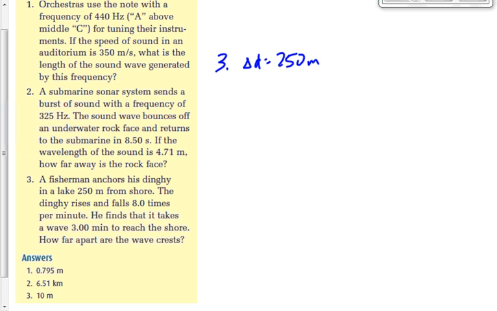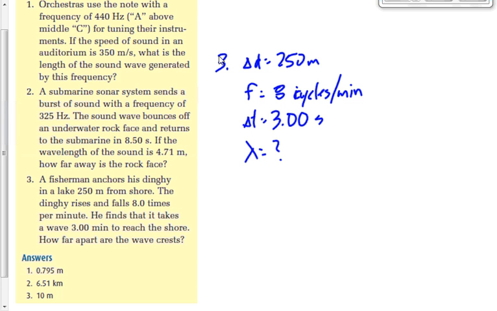The dinghy rises and falls 8 times per minute. That's going to be a frequency, but it's not in hertz. It's in cycles per minute as opposed to cycles per second. And we're gonna convert that to cycles per second in just a moment. It takes 3 minutes to reach the shore. We're going to convert that to seconds as well. We want to find the wavelength here. How far apart are the wave crests? The distance over which the wave repeats itself, that's going to be the wavelength. To find the wavelength, we only have one equation that works there. V is equal to F times lambda. Lambda is equal to V over F.